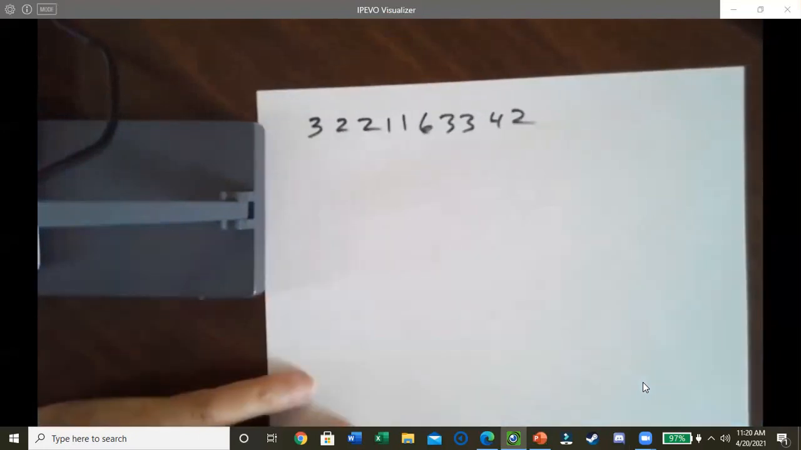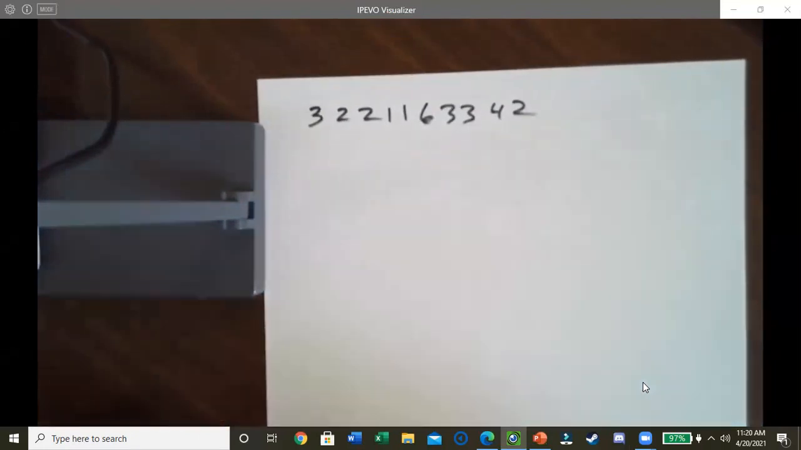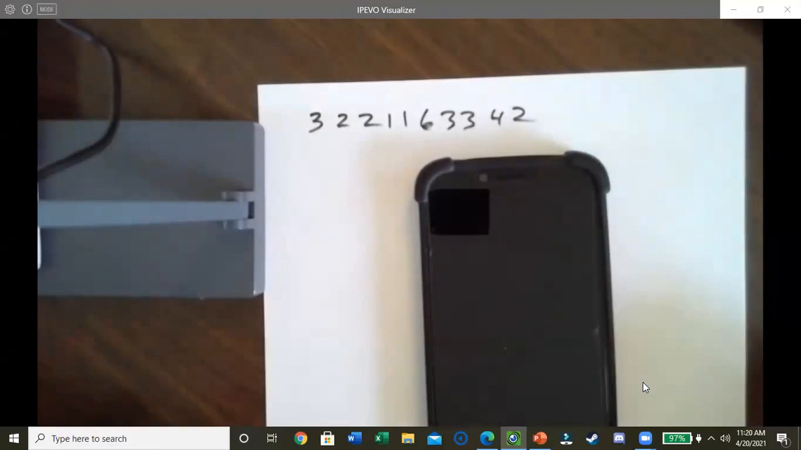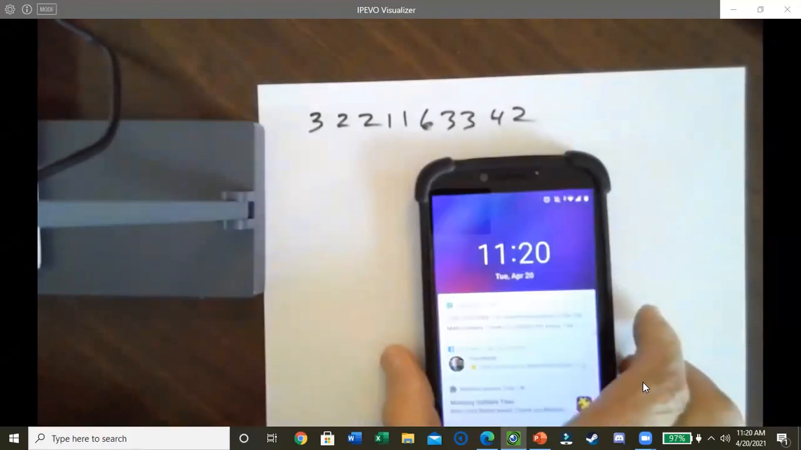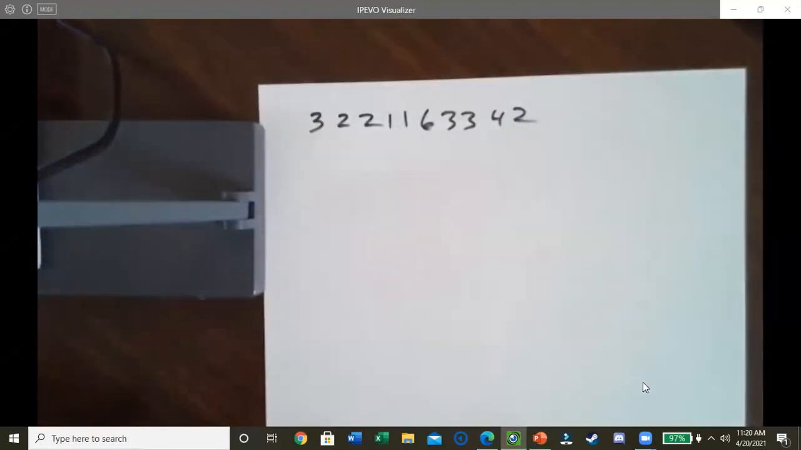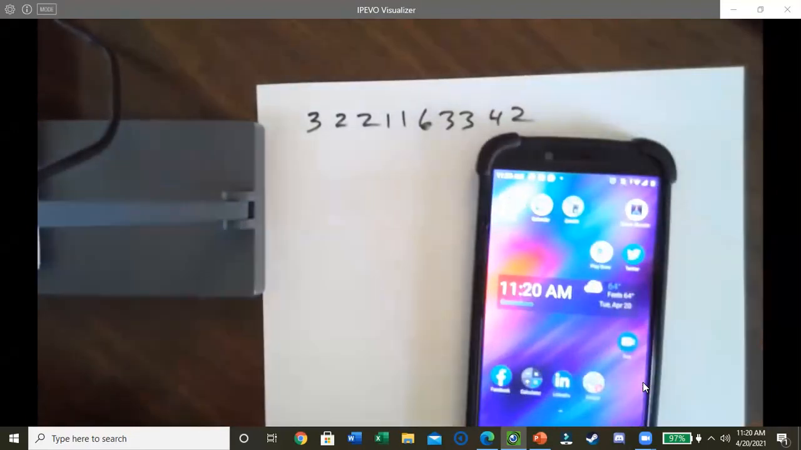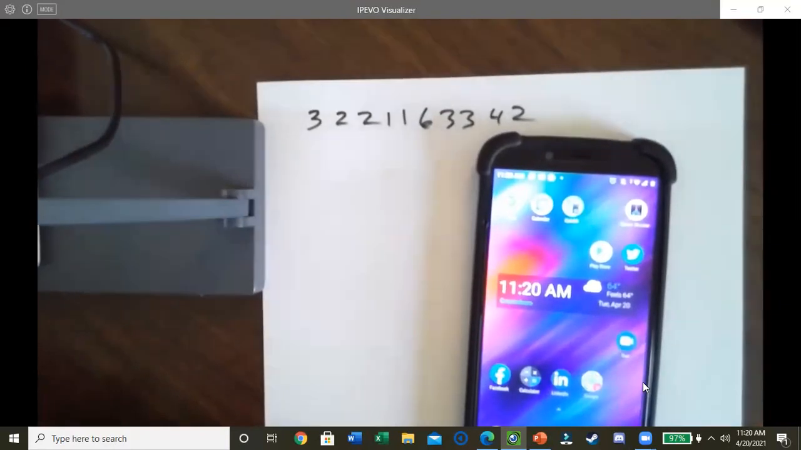Okay, so here's our paper. All right, what we do is everybody should have a TI-84 on their cell phone. Okay, so if you don't, just go to your app store and put it on there on your cell phone.